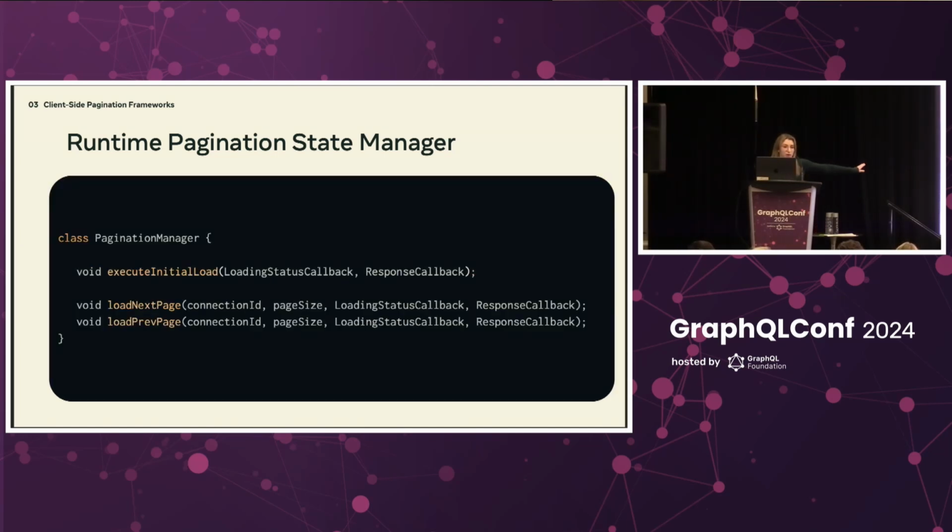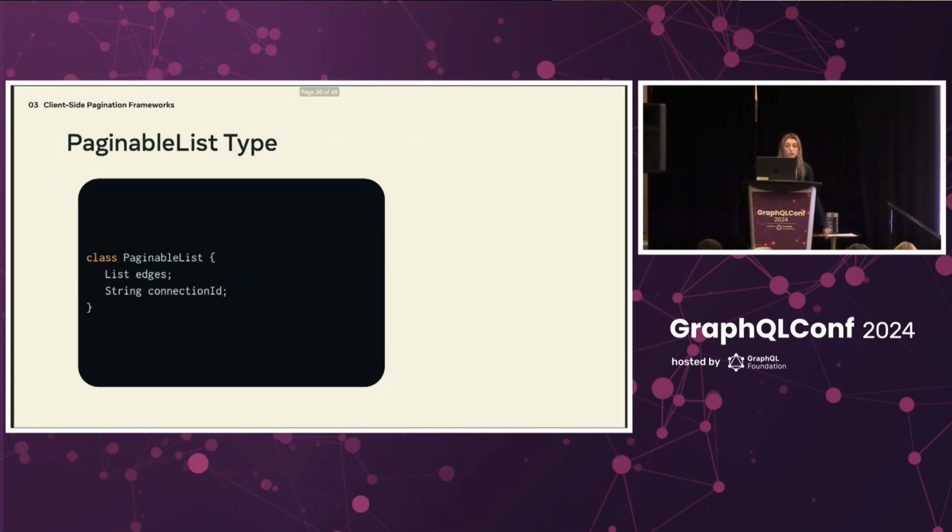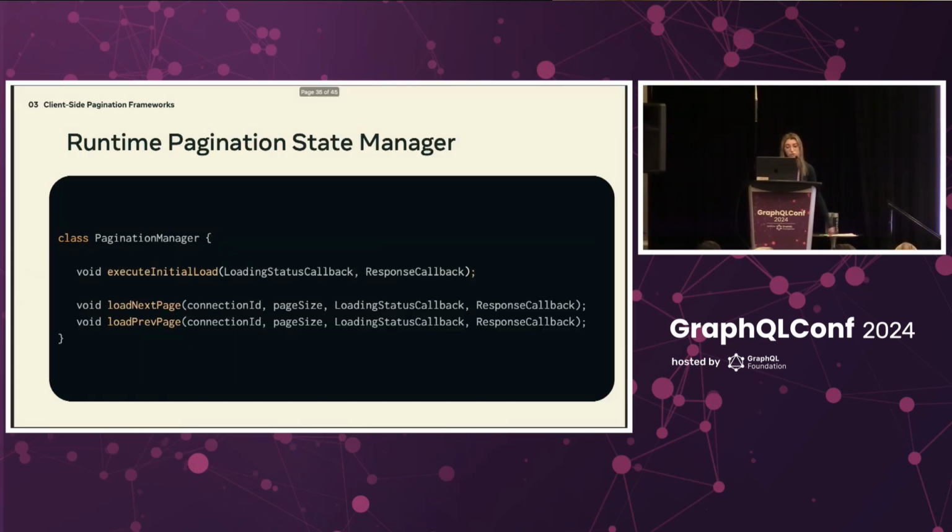So this is meant to be pseudocode. It is language agnostic because I really want to drive home that this isn't Relay and isn't JavaScript specific. You can do this in any paginable framework. But what this looks like from a product perspective is basically 3 functions, right? We have an execute initial load function that takes in some loading status callback and a response callback for when we have their pagination data, and load next and load previous page APIs to load the next page of information and previous. And you can imagine we then back some type of paginable list that's as simple as a list object of your edges and some identifier that you can use when you go to execute the next and previous page queries.